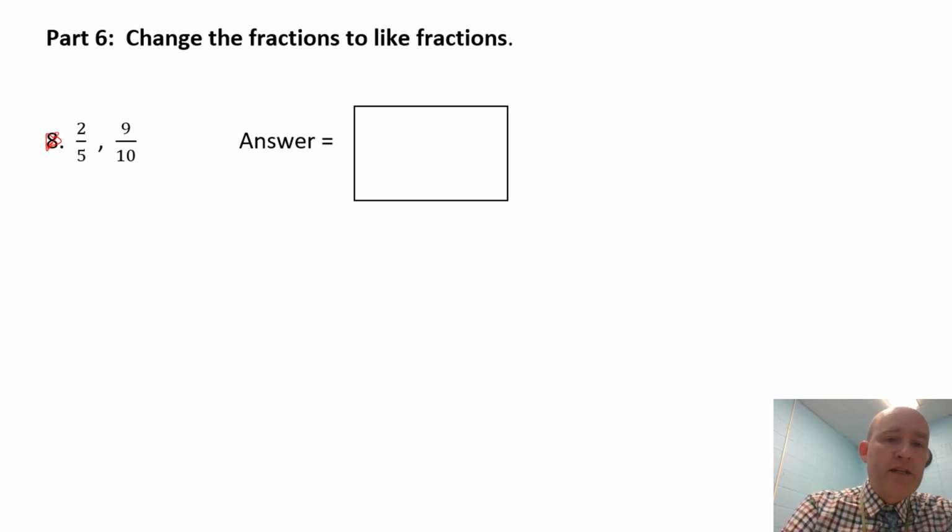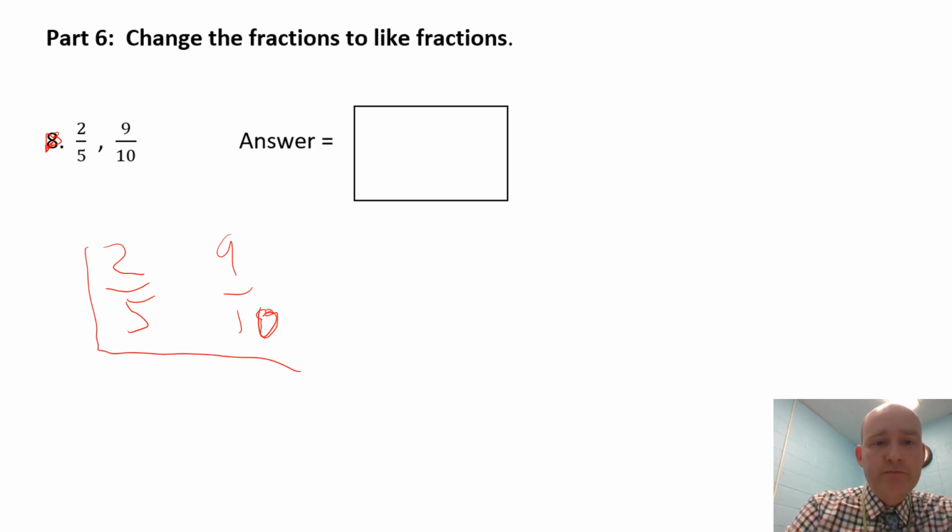So it's asking, change the fraction to like fractions. Well, we know how to do this because we know how to factor. So we're going to take 2/5, 9/10. We're going to factor. Well, we know that the smallest can go into the biggest, and those are both divisible by 5. So 5 divided by 5 is 1. 10 divided by 5 is 2.